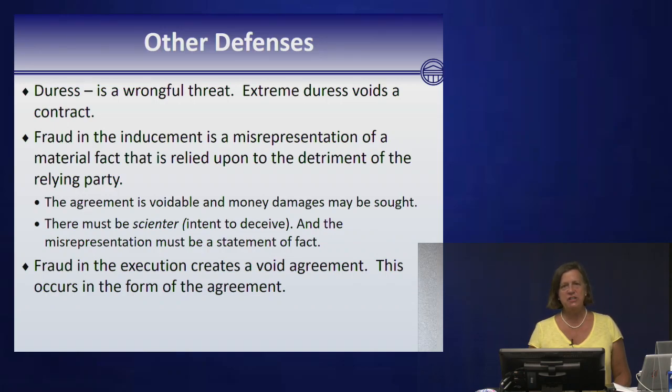Fraud in the execution creates a void agreement, and it occurs in the form of the agreement itself. So let's say you're a celebrity, and I come up to you, and I've hidden a promissory note behind a blank sheet of paper, and I say, please sign this paper. I would like to have your autograph. And you sign it, and it turns out to be a promissory note. That would be fraud in the execution, and that promissory note would be void without legal effect.